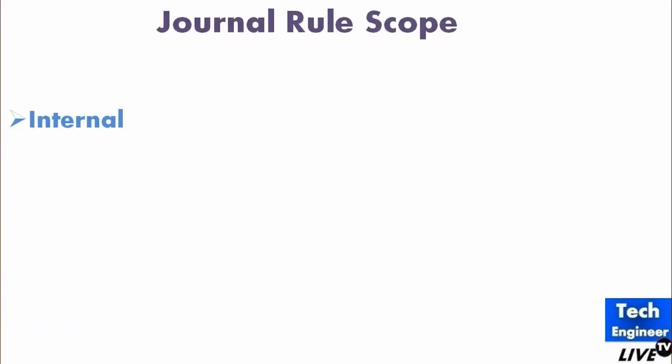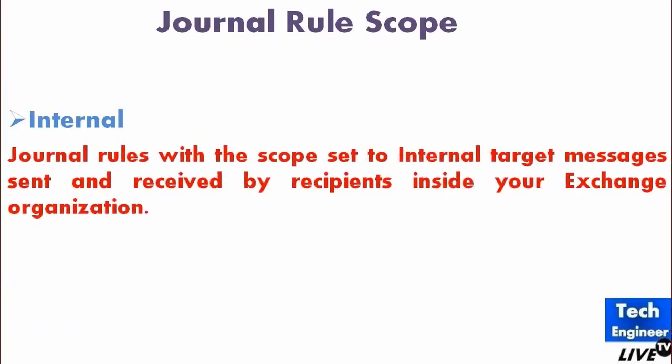There are three. One is internal. General rules with the scope set to internal target messages sent and received by recipients inside your organization. For example, in one company, two people are sending and exchanging mails with each other. You can journal that because the employees are inside the Exchange organization, so it will be considered as internal rule scope. So you can journal internally to cope with the problem.